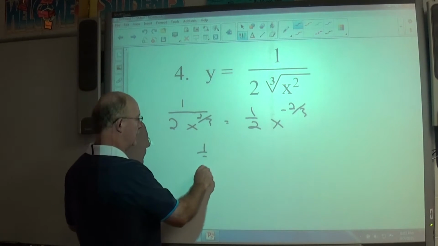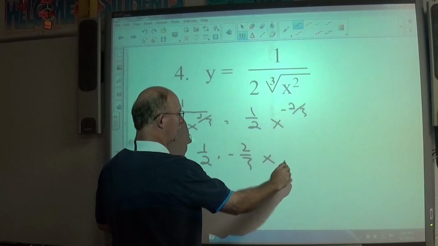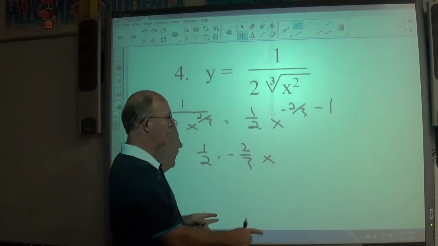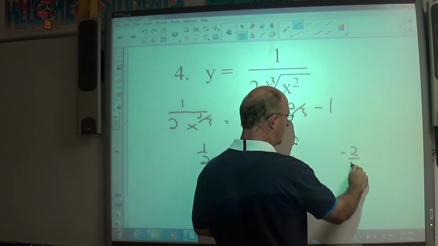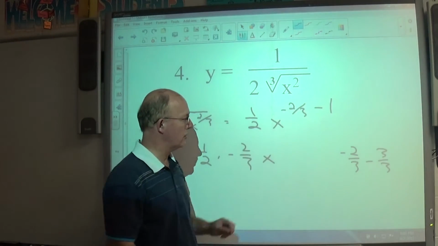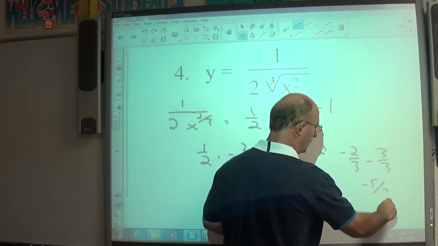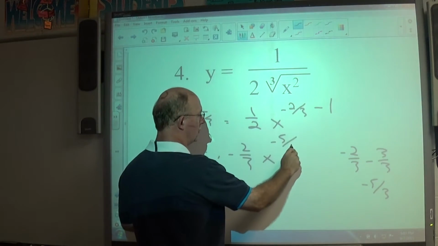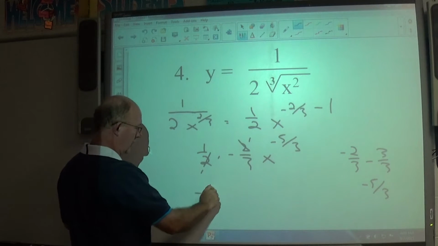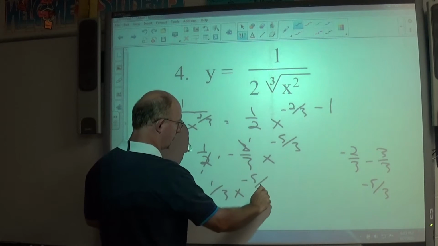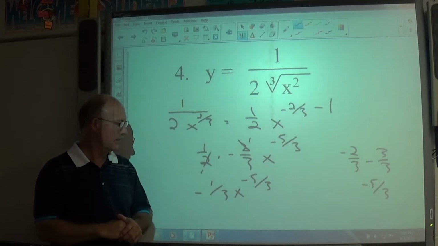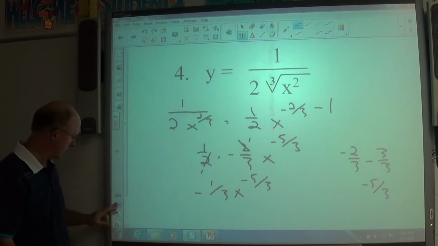Okay, now we can quickly take the derivative of this. This will be 1/2 times negative 2/3 x to the, and we're going to subtract 1 from our exponent to get the new exponent. Negative 2/3 minus 1 is negative 2/3 minus 3/3, which is negative 5/3. So the new exponent is negative 5/3. Multiplying the two fractions, the 2's cancel out, and that gives us negative 1/3 x to the negative 5/3 power. And that's our derivative.